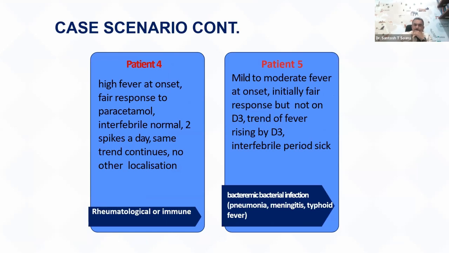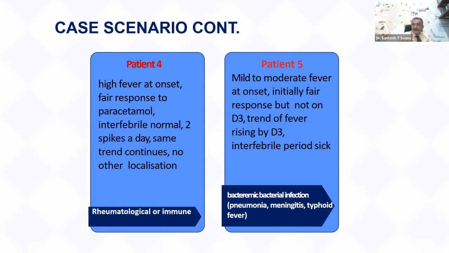Fourth patient: high fever at onset, fair response to paracetamol, interfebrile period normal. So he used to have 2 spikes per day. I observed him for the next 3-4 days. Same trend continued. No other finding. His throat was normal, chest was clear, no hepatosplenomegaly, no lymph nodes, nothing. This turned out to be a rheumatological fever, or even in immune response fevers, you can get it like that.